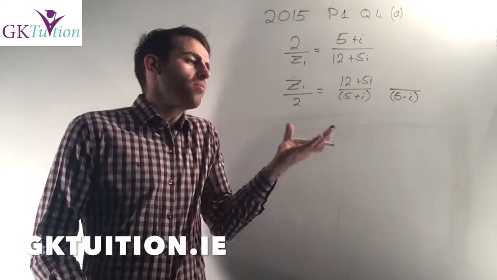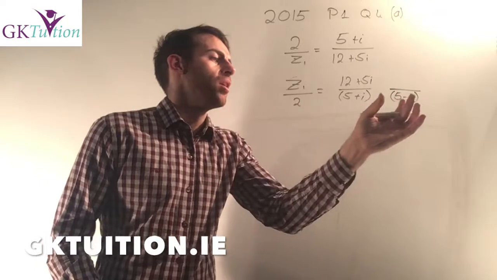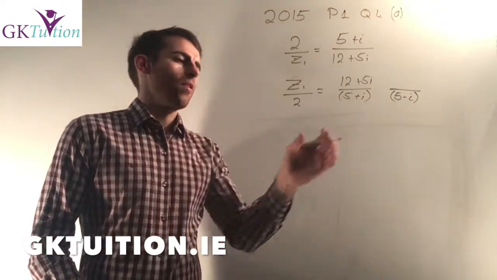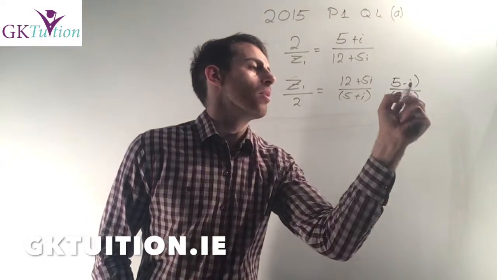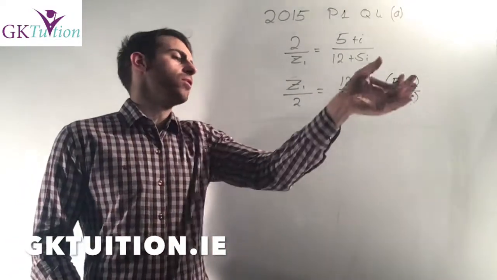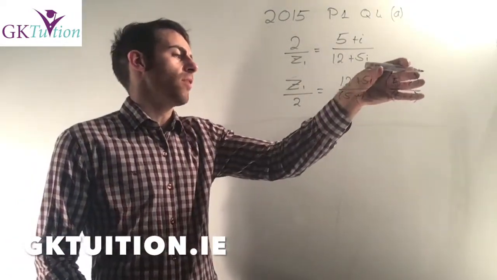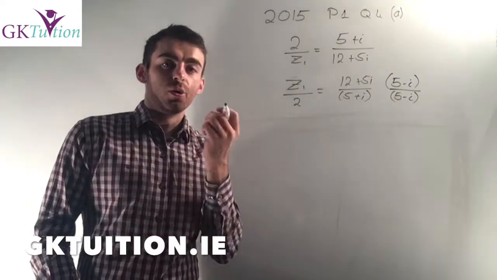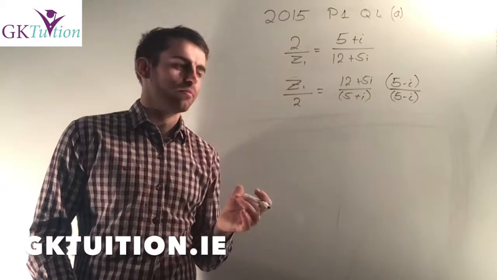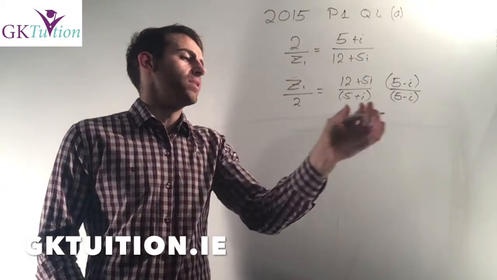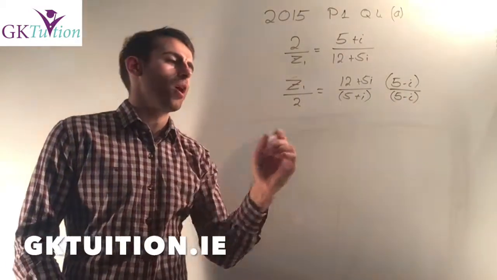But I can't just randomly multiply the bottom of a fraction by 5 minus i. If I'm multiplying the bottom by 5 minus i, I also have to multiply the top by 5 minus i. Because if you just look at this fraction, I'm multiplying by (5 minus i) over (5 minus i), which is clearly 1. So I'm not actually changing the value of the expression. The reason I'm doing this is to get rid of the imaginary numbers on the bottom of the fraction.